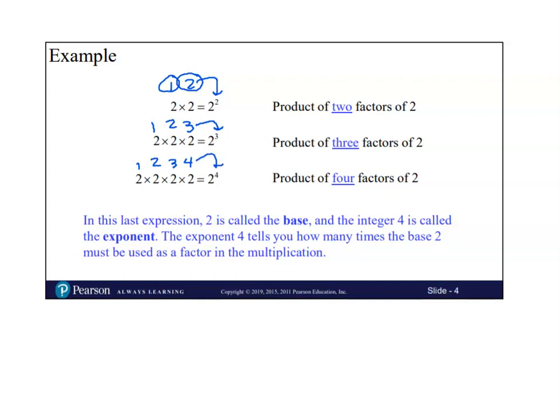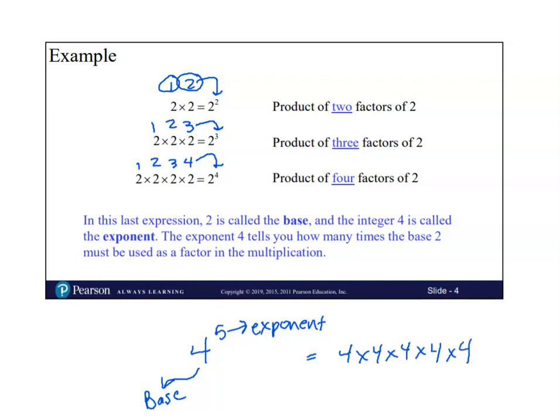In this last expression, 2 is called the base, and the integer 4 is called the exponent. The exponent 4 tells you how many times the 2 must be used as a factor in multiplication. So if we had 4 to the 5th power, the 4 would be the base, the 5 would be the exponent, and this would simply mean 4 times itself listed 5 times.